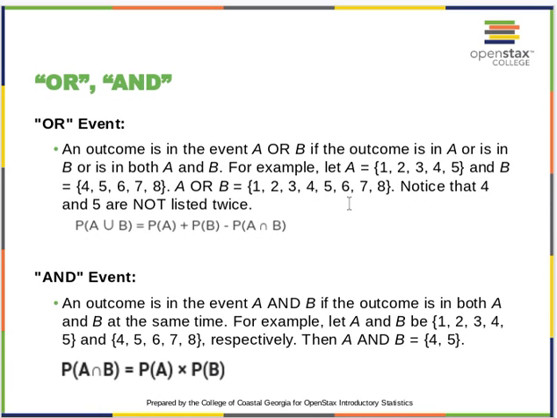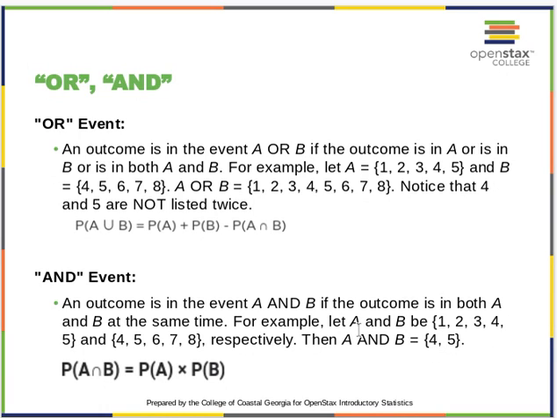Now let's go on to AND events. These are when things are required to occur simultaneously, or the probability of both things happening. It doesn't necessarily mean simultaneous, but given one outcome, yes, it would be simultaneous. So, for the same example, the probability of both happening is only possible when you have 4 and 5, because 4 and 5 are in set A and in set B.